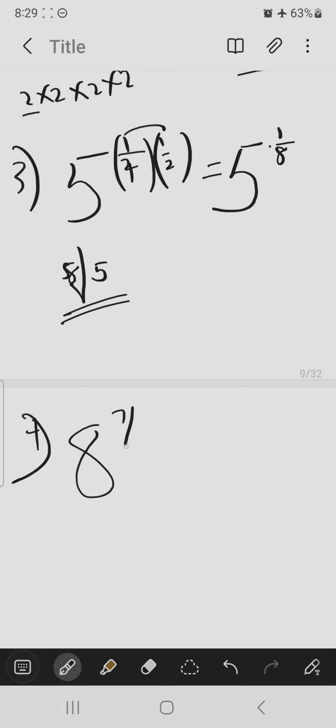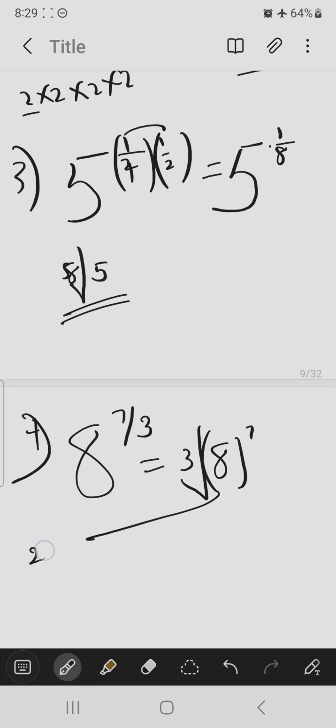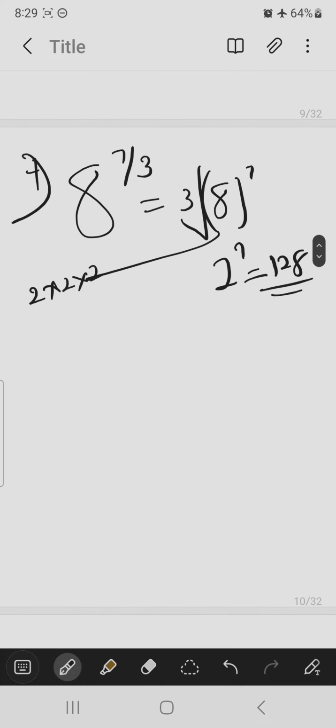Now the next one, we have 8 raised to 7 over 3. So this one will be the cube root of 8, all raised to 7. The cube root of 8 is 2 times 2 times 2, so it will be 2. So this one will now be 2 raised to 7. And 2 raised to 7 is what? 128. 2 raised to 7 will be 2 times 2 times 2 times 2 in 7 places. And I hope you understand what I'm saying. You're going to multiply it. I don't think it is for me to be explaining 2 times 2 times 2. You must know that.